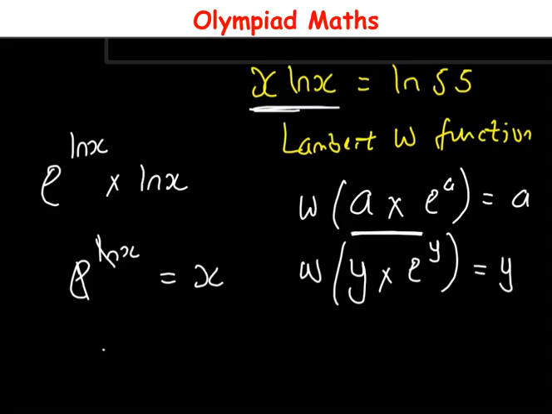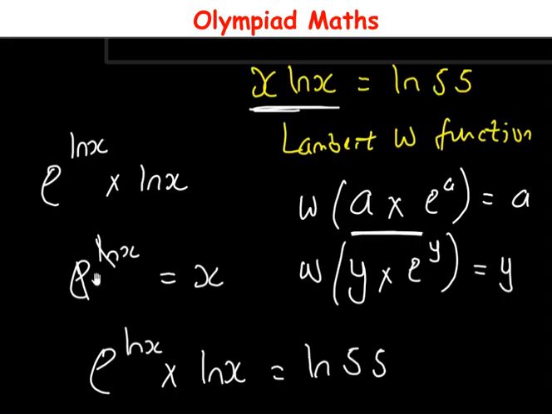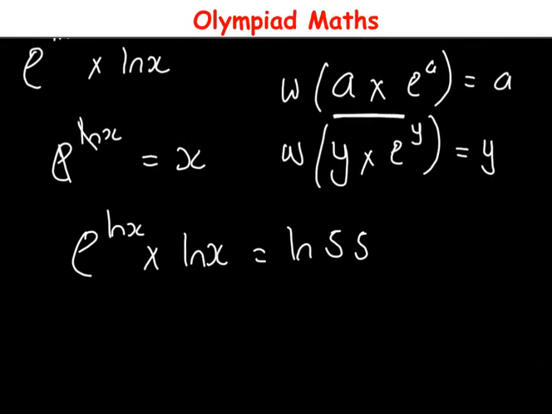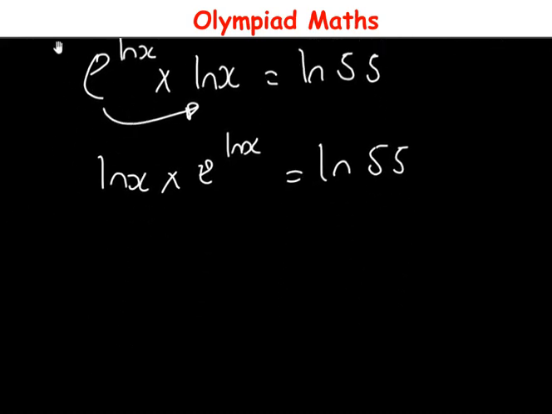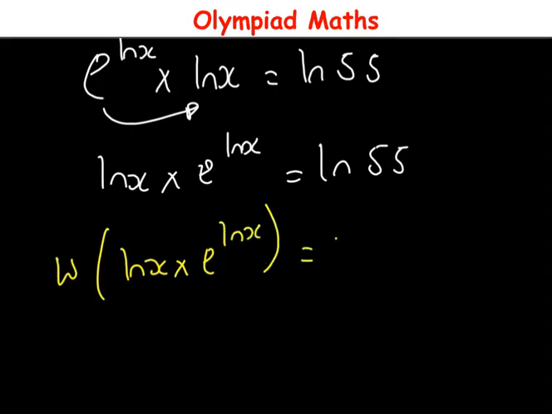So from here, we have e raised to power ln x times ln x equals ln 55. To solve this further, making use of the Lambert function, you will see that e is in the second place. So move this to the second place. This becomes ln x times e raised to power ln x is equal to ln 55. At this junction, we can then apply the Lambert W function. So W of ln x times e raised to power ln x is equal to W of ln 55.